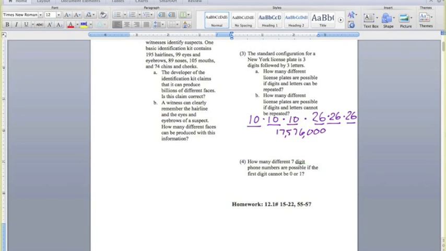17,576,000 different license plates that are possible then. Okay, that's a good thing for the state of New York. They have a lot of vehicles.